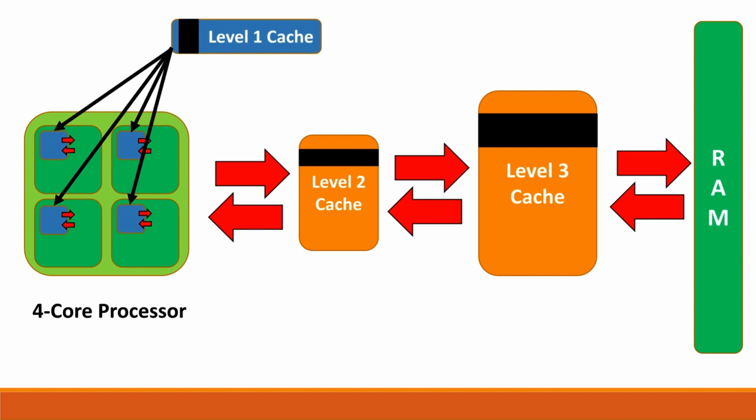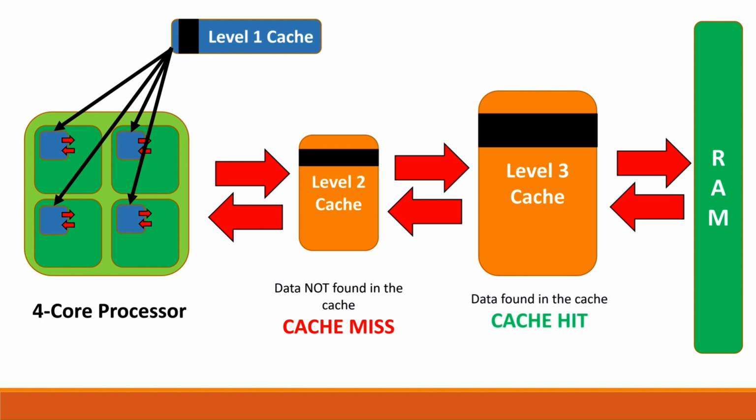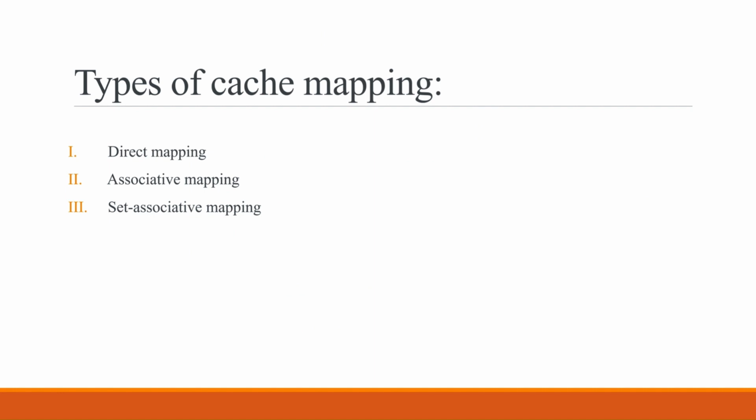If the microprocessor does not find the data in cache, we call it a cache miss. And if the microprocessor finds the data in cache, we call it a cache hit. So that's how the different types of cache memories and the working of the cache memory.